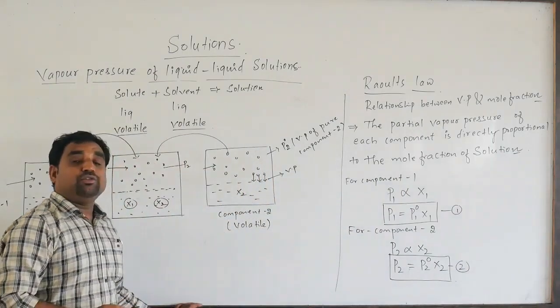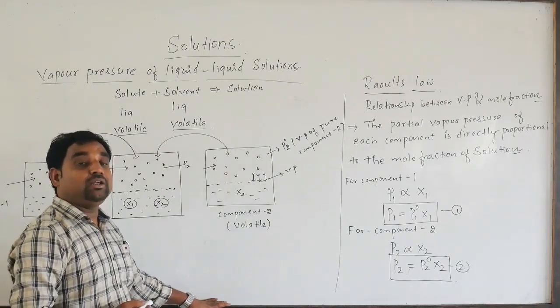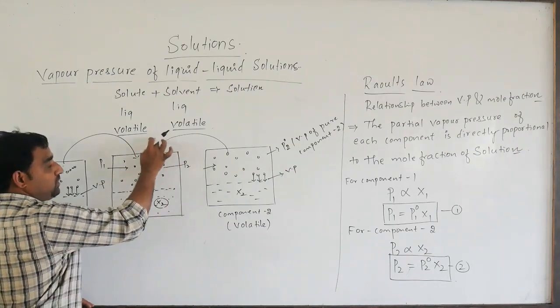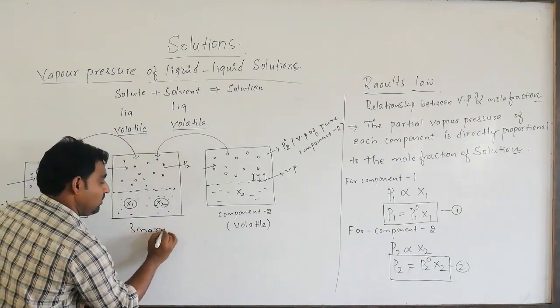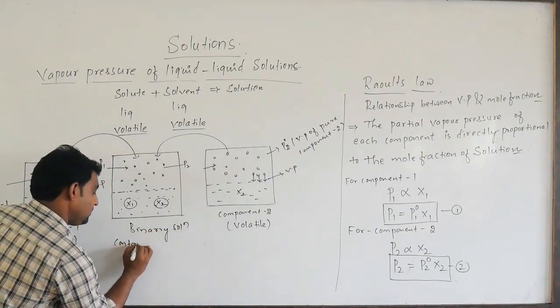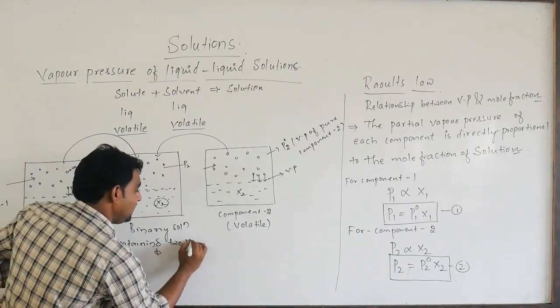In the last year we were discussing Dalton's law of partial pressure. According to that, if you want to calculate the total vapor pressure of the solution, this is a binary solution containing two volatile liquids.